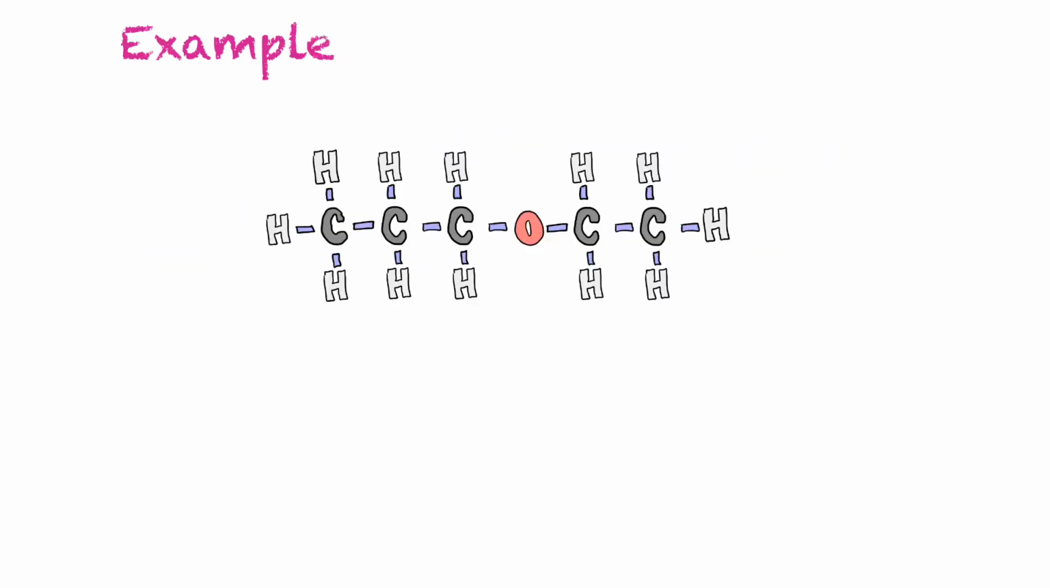So here's our example. So in the shorter chain, which is at the right, there's 2 carbons. So that's going to be ethoxy. And then the second part has 3 carbons, so it's propane. So it's ethoxypropane.